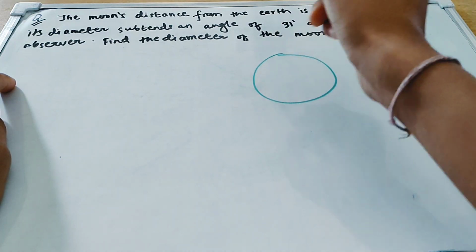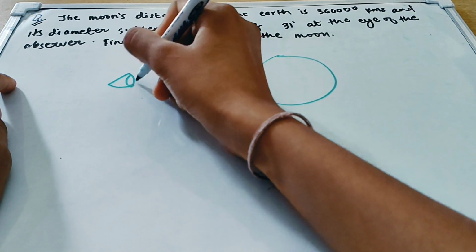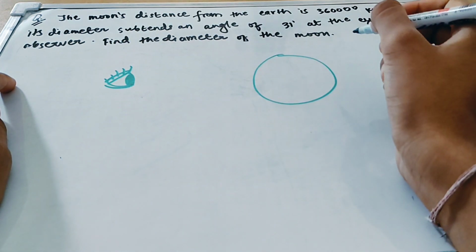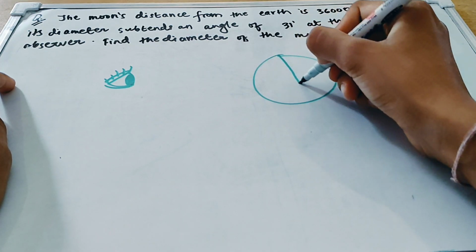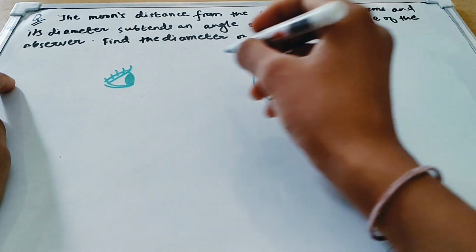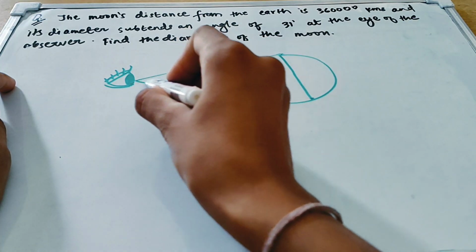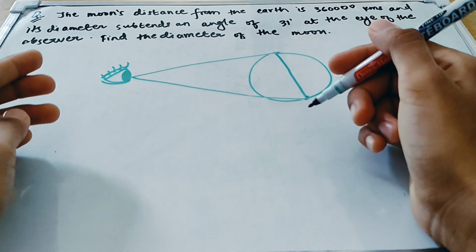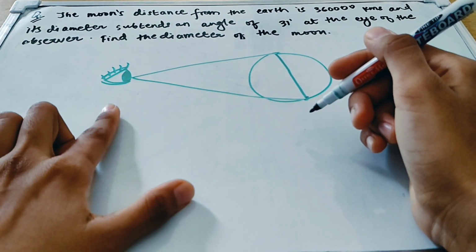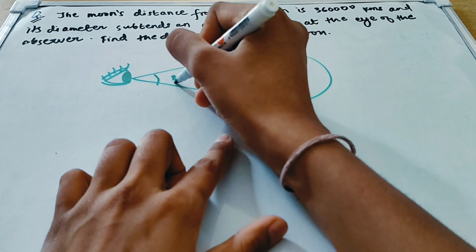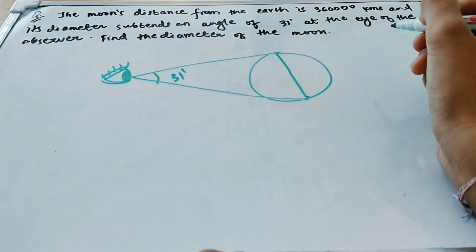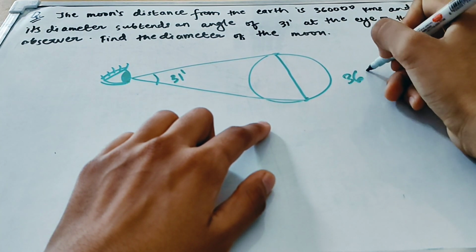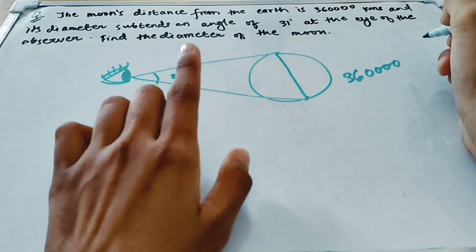So there's the moon and there is an observer who is looking at the moon. We are talking about the diameter of the moon, and an angle is subtended means that this is the vision of the observer towards the moon, and the angle subtended is 31 minutes. So the distance between the observer and the moon is 360,000, and now we have to tell the diameter of the moon.